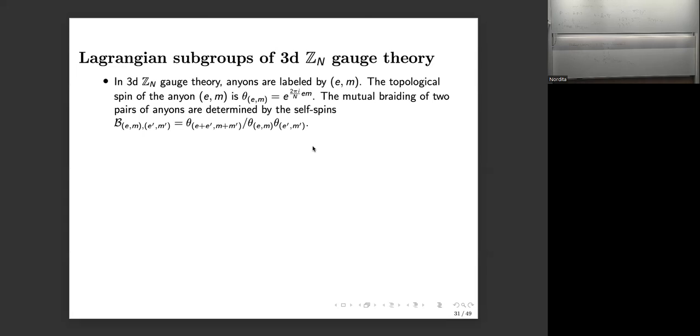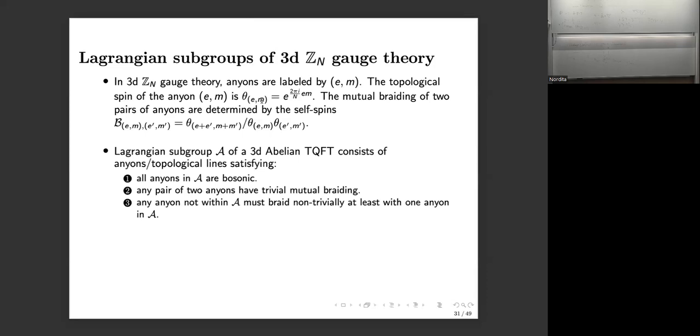And it's well known that this Z_n gauge theory has n² number of topological operators, anyons, denoted by E and M, electric charge and magnetic charge, and they have this obvious self-statistics. And we can also compute the mutual statistics between two different anyons. And the Lagrangian subgroup of this 3D simple Z_n gauge theory is determined by the following three criteria. Not all of them are independent in this particular case.